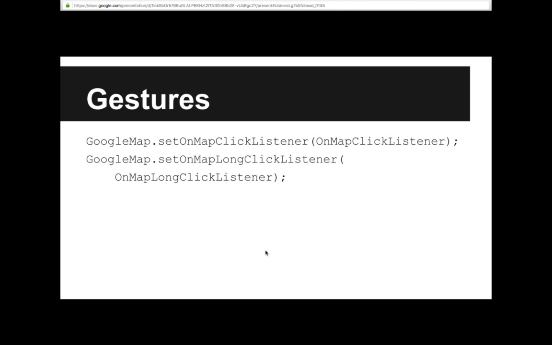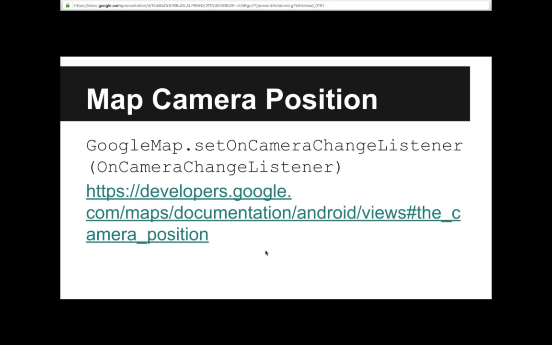For gestures, what if I want to listen to when the user's scrolling the map? Well, we have a click listener. Oh, I'm sorry, yeah, this is a click listener. If they tap on the map, we can get a click listener for that and then get a GPS location of where they tapped and that sort of thing. And then there's also a long click listener. So what happens if I tap on the screen and I hold it down there? You'll get the on map long click listener callback here. And these work exactly the same way as your regular on click listeners. So I don't have the code in here, but that's how they work.